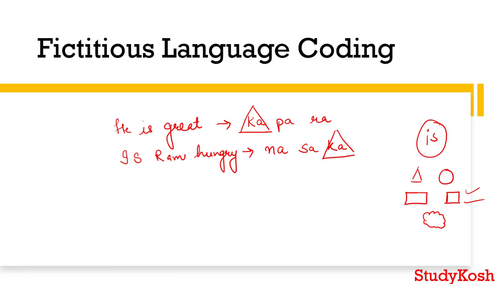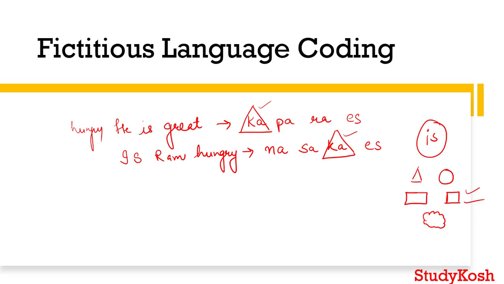It is the code of "is", right? There is no other word which is similar to both the sentences. So the code of "is" is KA, and I have used this triangle here to differentiate. For example, if you have the word "hungry" here and "hungry" here as well, I'm just giving you an example. And for that, let's say the coded language is ES here and ES here.